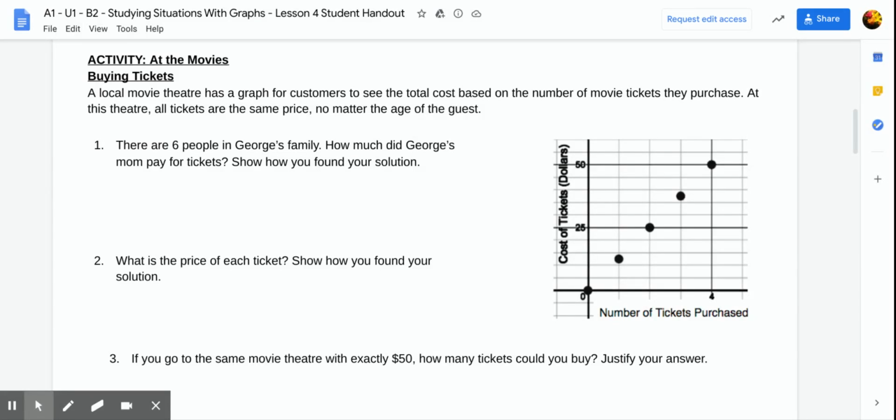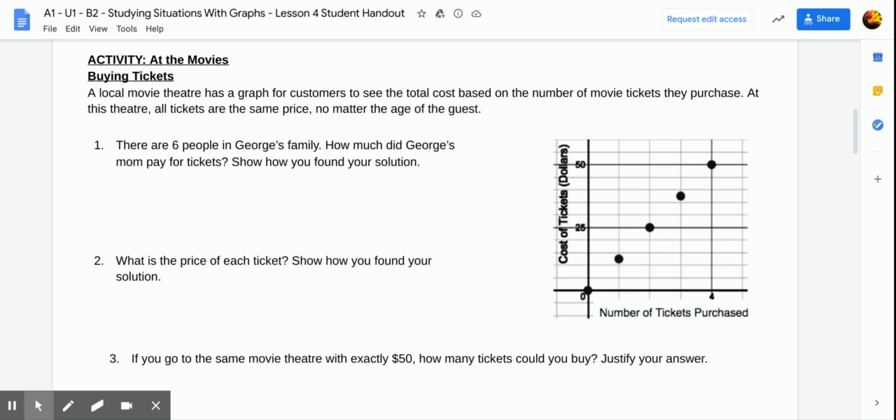Take a look at the graph. The independent variable is the number of tickets purchased. The dependent variable, cost of tickets in dollars. Notice this is a discrete graph. Buying tickets. A local movie theater has a graph for customers to see the total cost based on the number of movie tickets they purchase. At this theater, all tickets are the same price, no matter the age of the guest.